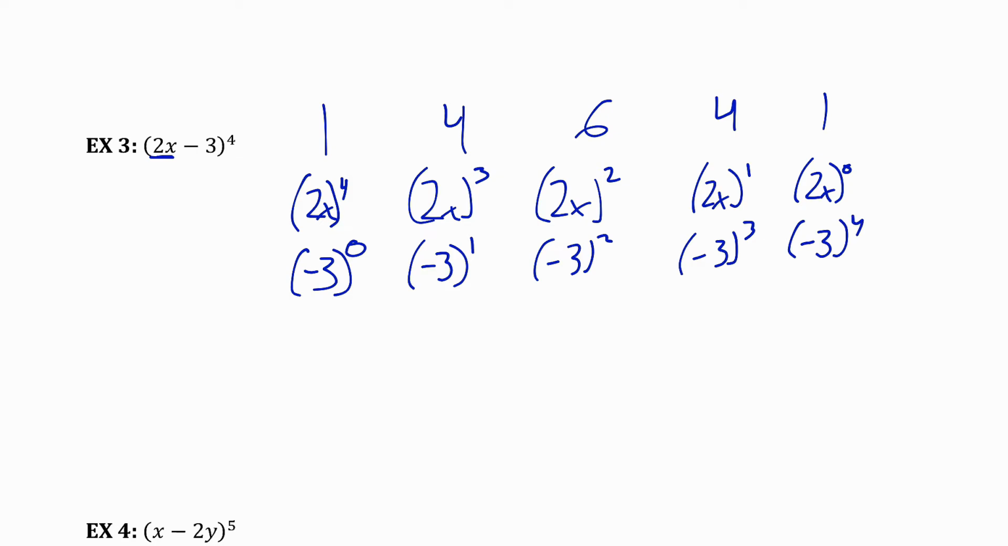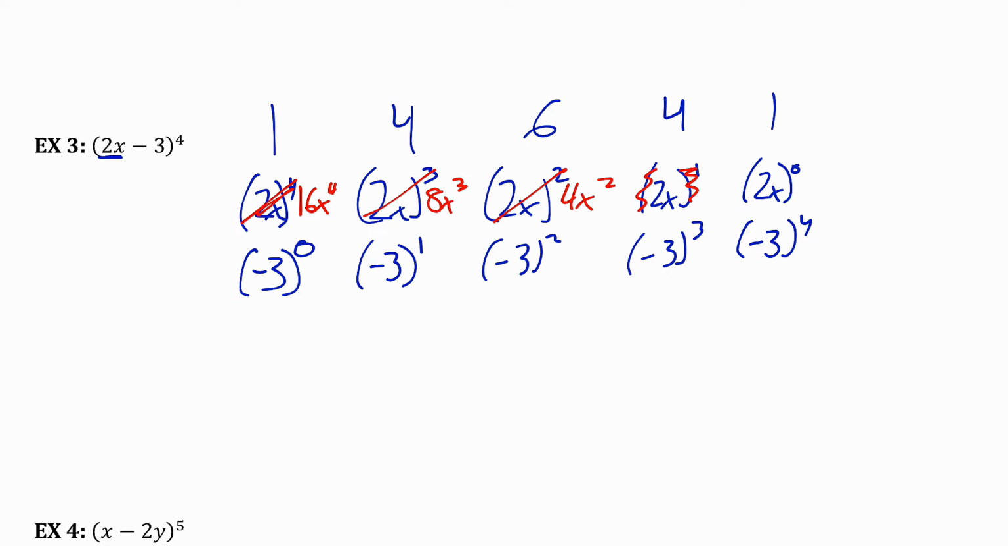Now we're going to have to clean this up a little bit. 2x, the whole thing to the fourth, means we're going to take 2 raised to the fourth and x raised to the fourth. 2 to the fourth is 16, so we got 16x to the fourth. 2x to the third, well, 2 to the third is 8, and then we got x to the third. 2x squared is going to give us 4x squared. 2x to the first, we can just pretend that exponent doesn't exist, so it's just 2x.